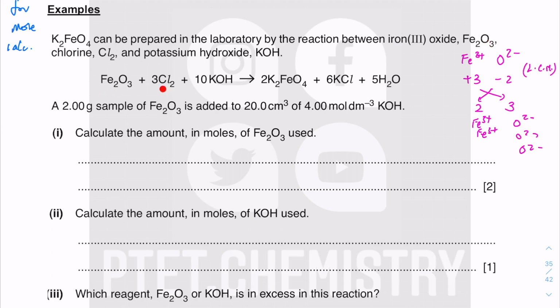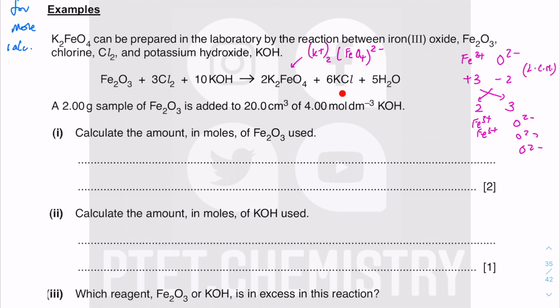Iron(III) oxide with chlorine and potassium hydroxide, K+ and OH-. Hope you can see here, this is going to be 2 K+, because there are 2 K+, which leaves the Fe2 being 2 minus. Very important that you can work out the anion based on what you know about the cation itself.